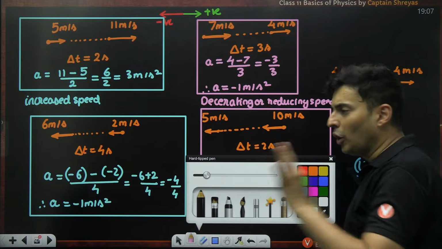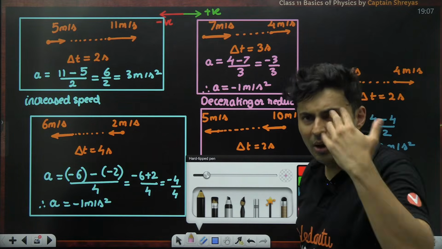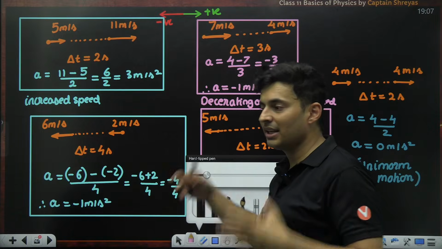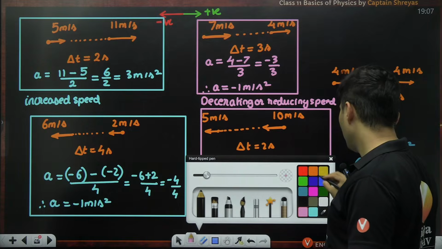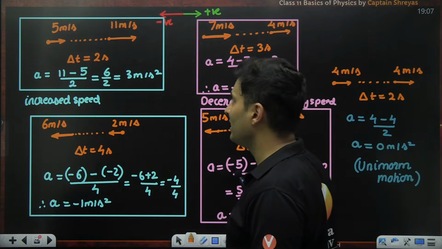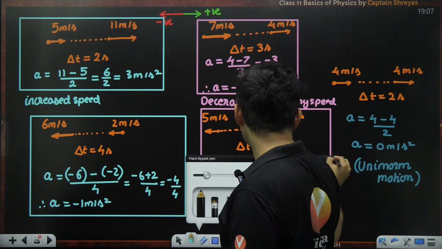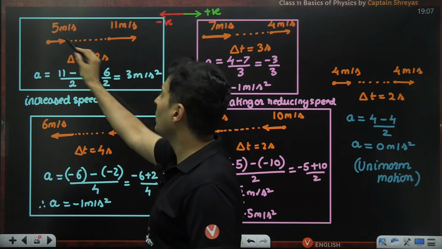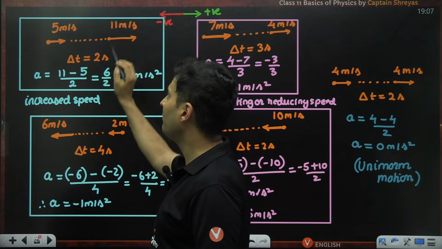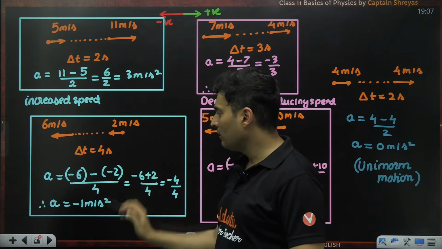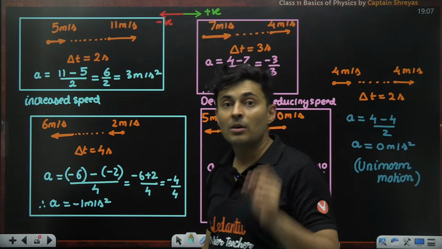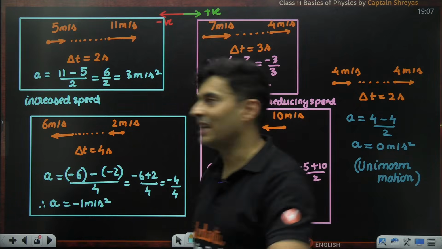All right, so coming to the point. How do I know from acceleration whether it is increasing the speed or decreasing the speed? Check this cool thing out. Check the sign of velocity and acceleration. Velocity is positive, 5, 11, acceleration is also positive. Here, velocity is negative, acceleration is also negative. Both are of the same sign.